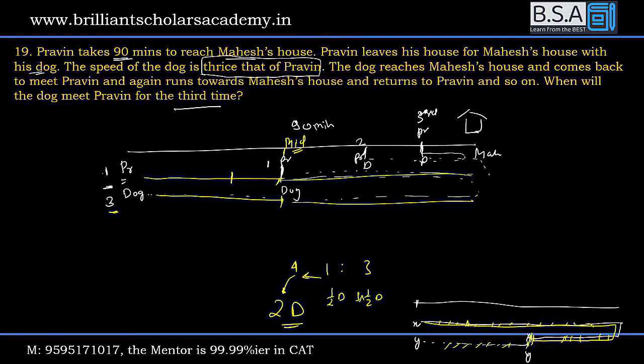Forget the 90 minutes part. आप अभी time पे मत जाओ. Don't worry about the time. Can I say in this case, right now, that the dog and Praveen will meet at the midpoint.